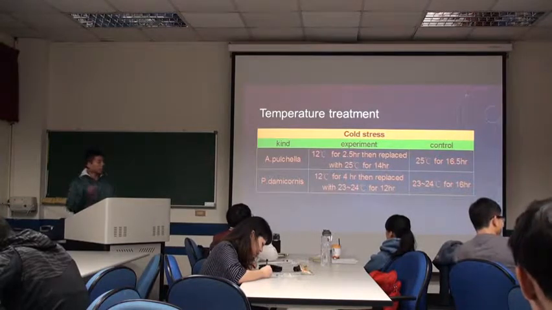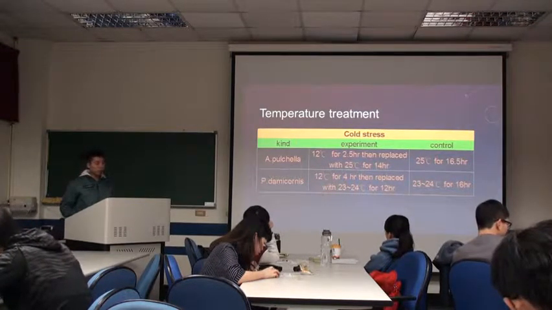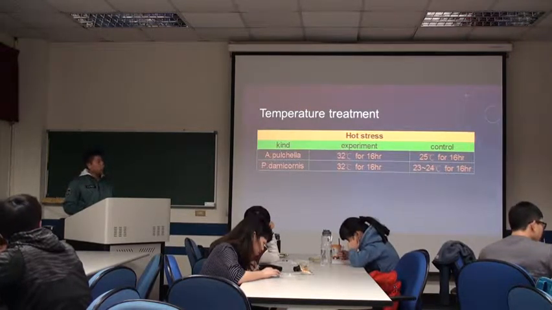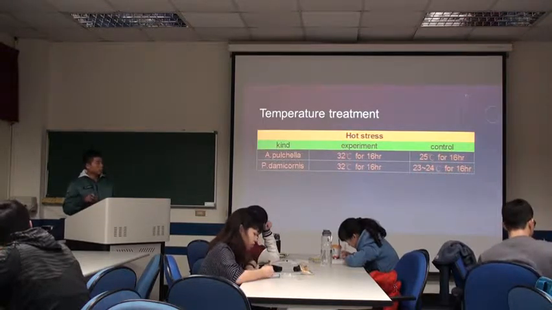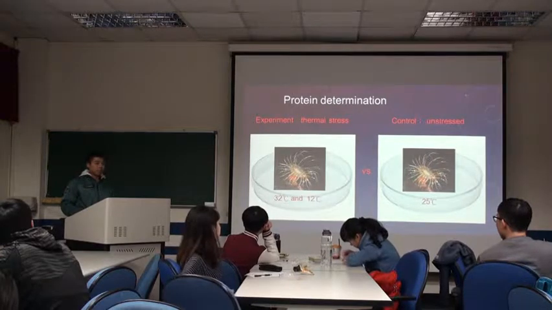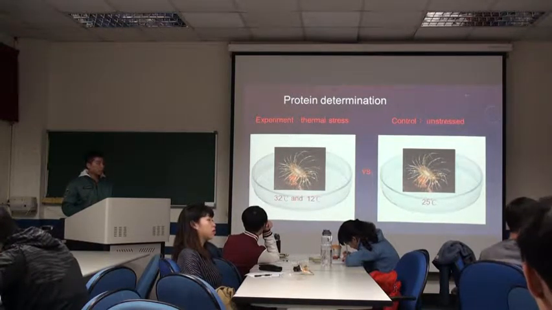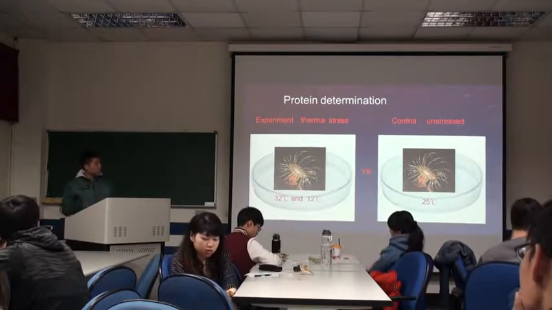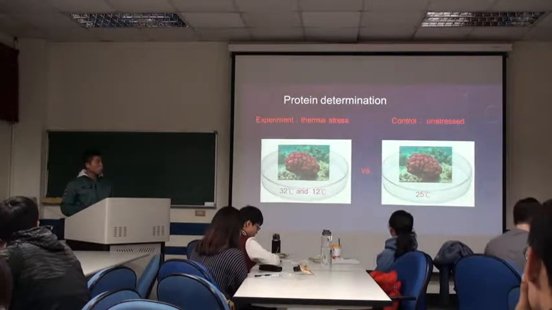This is our temperature treatment, and this is cold stress. We put our experiment samples in 12 degrees Celsius, and we put our control samples in 25 degrees Celsius. This is hot stress. We put our experiment samples in 32 degrees Celsius, and we put our control samples in 25 degrees Celsius. We want to investigate coral protein loss by bleaching, so we remove seawater from petri dishes. Then we do some chemical treatment, and we can get our experiment sample like this. This is anemone A, and our control sample is unstressed. And so was coral P.